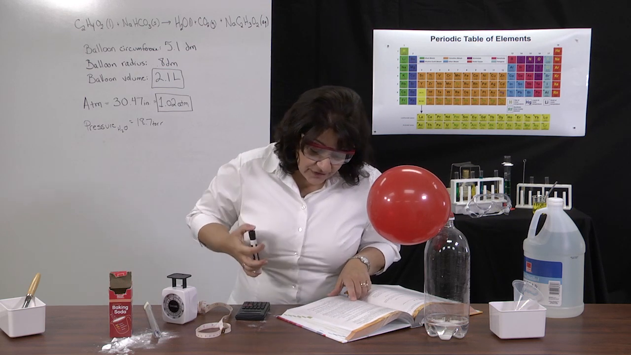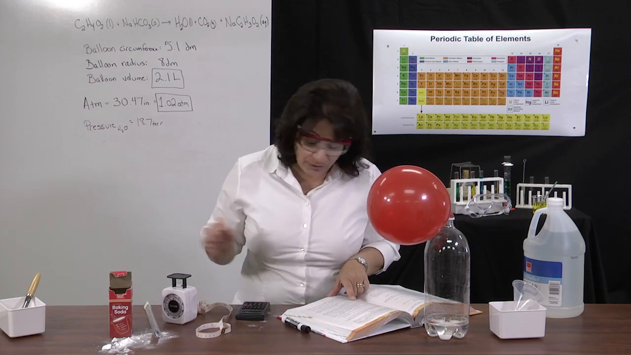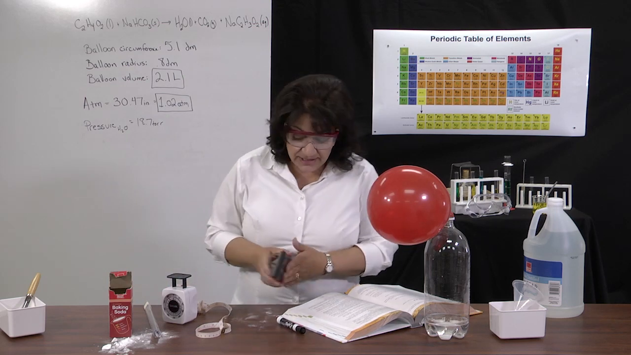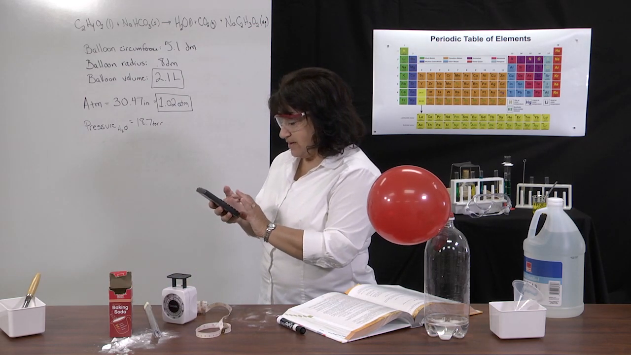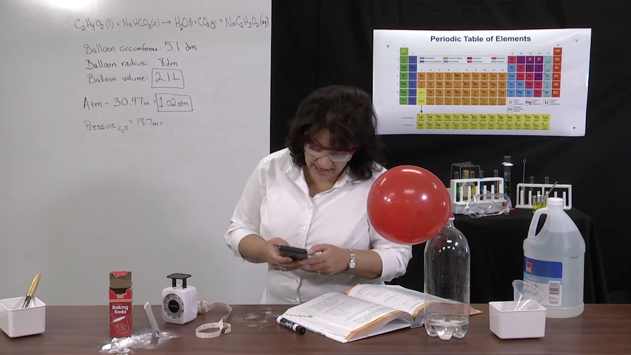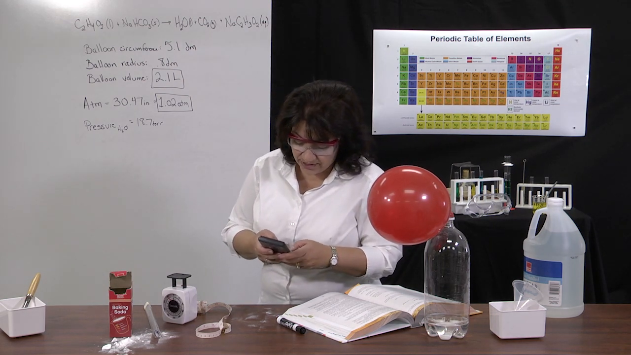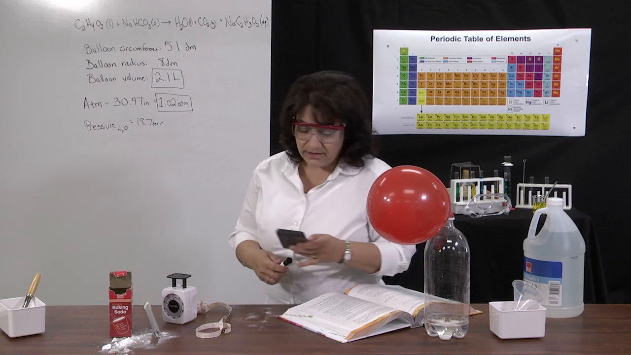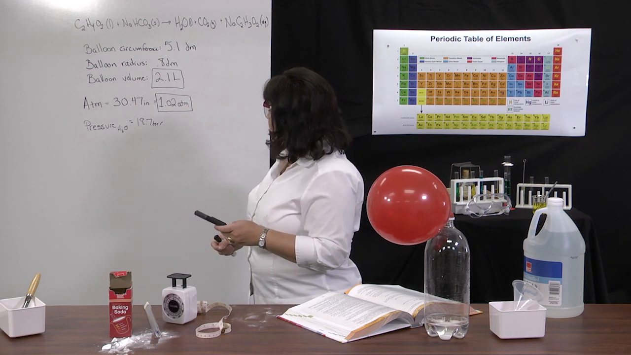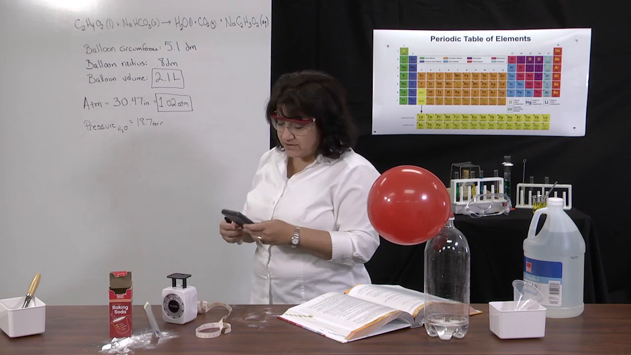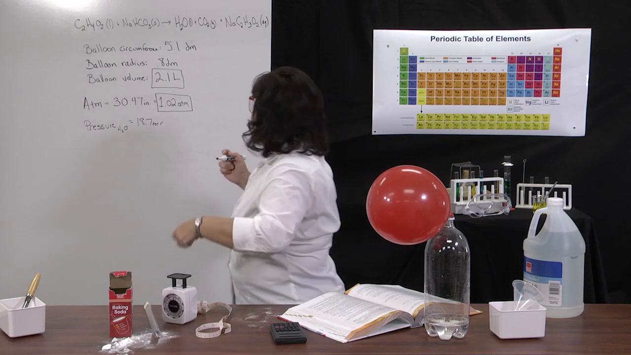Okay, well now we need to convert that to atmospheres. We want to divide that number by 760.0. So 18.7 divided by 760.0, and I get 0.02. Actually, I need to go to the ones place, so I'm going to get 0.1.